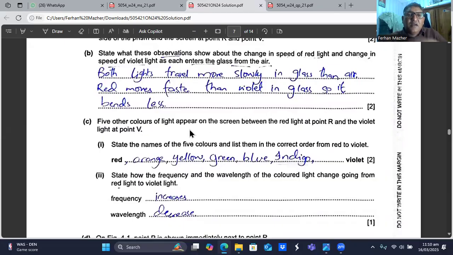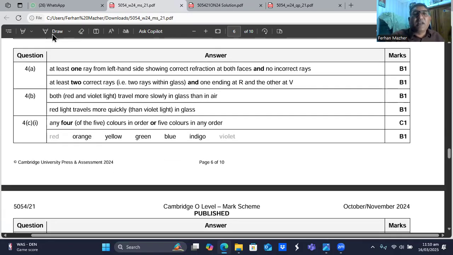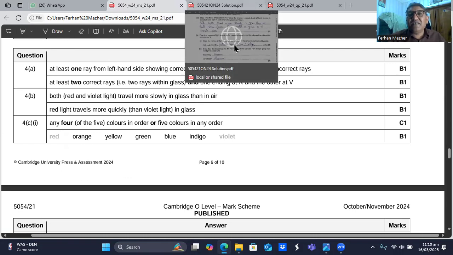Both lights travel more slowly in glass than in air. Red moves faster than the violet in the glass, so it bends less. Red is bending less, and the violet is bending more. It means the speed of the violet is slower, more slow as compared to the speed of the red. Basically, both speeds have decreased, but there is a bigger drop in the speed of the violet.